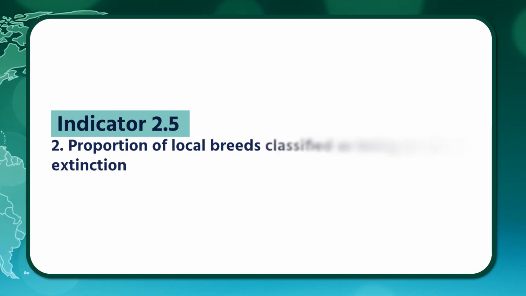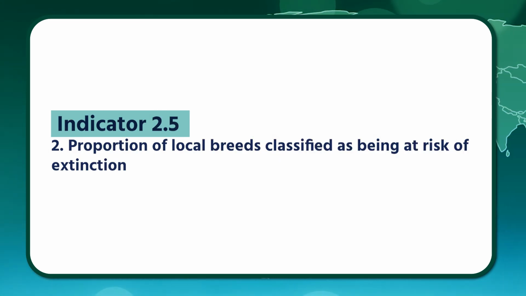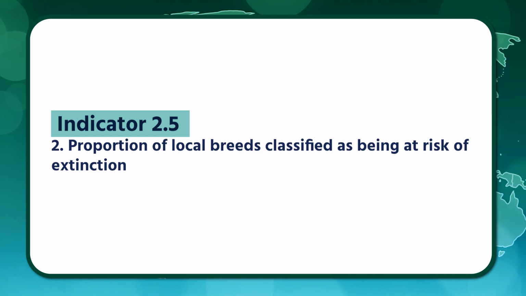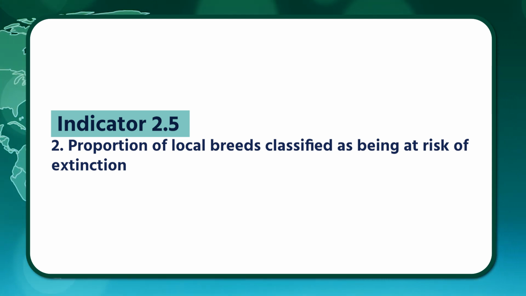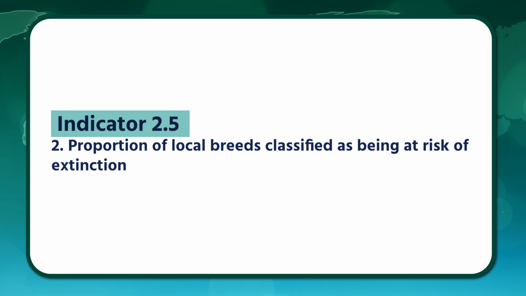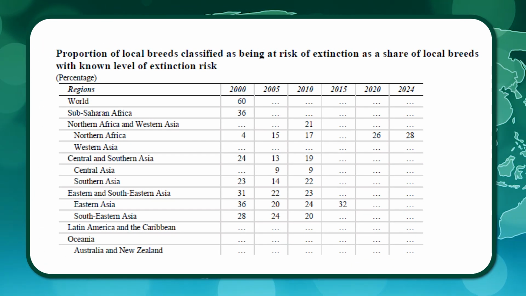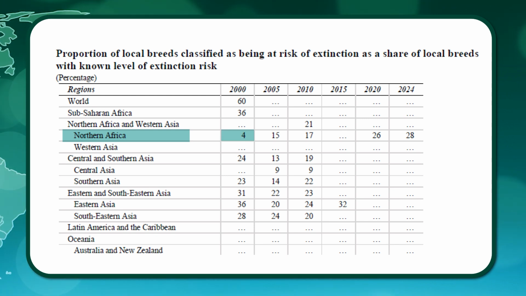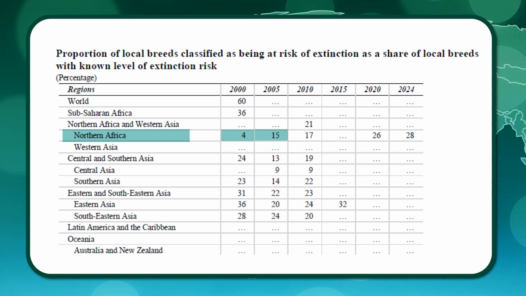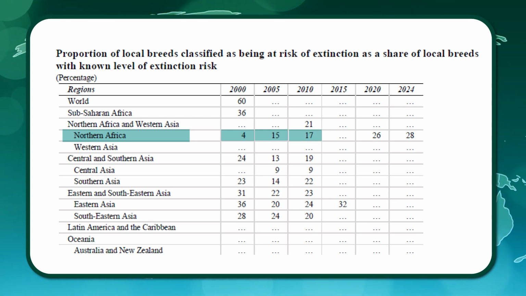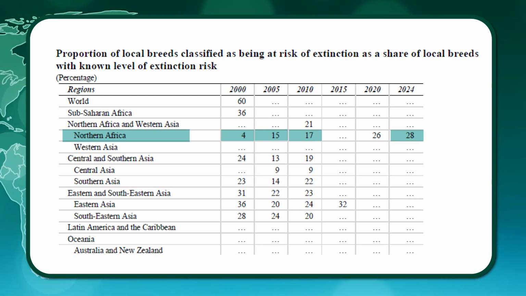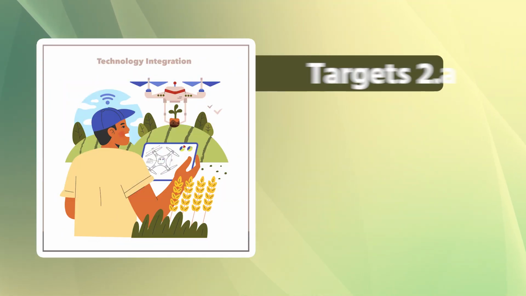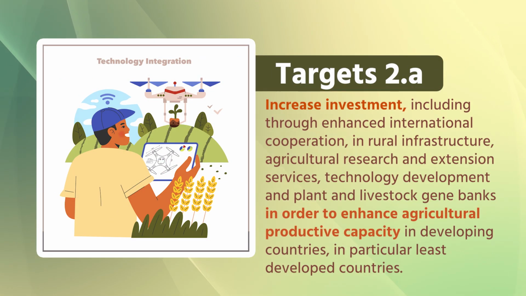When we talk about the proportion of local breeds classified as being at risk of extinction, in 2024, in the world average, we are not able to get data. But if you look regionally, some regions like North Africa have the data. Here we see from 4 in 2000, it is 15 in 2005, then 17 in 2010, and now it is 20 in 2024.